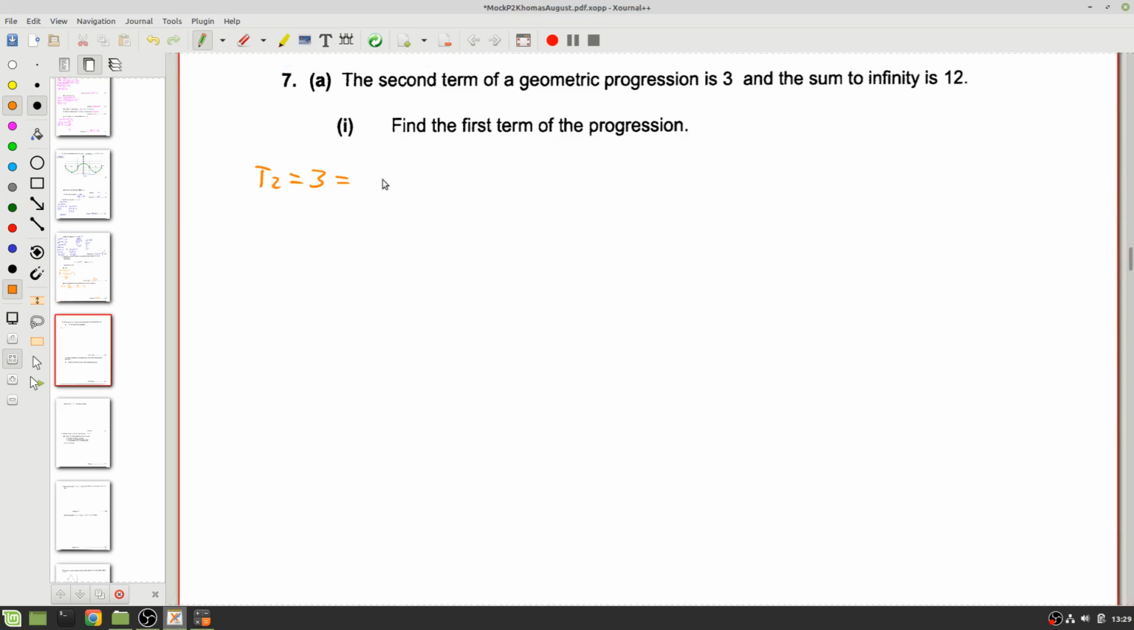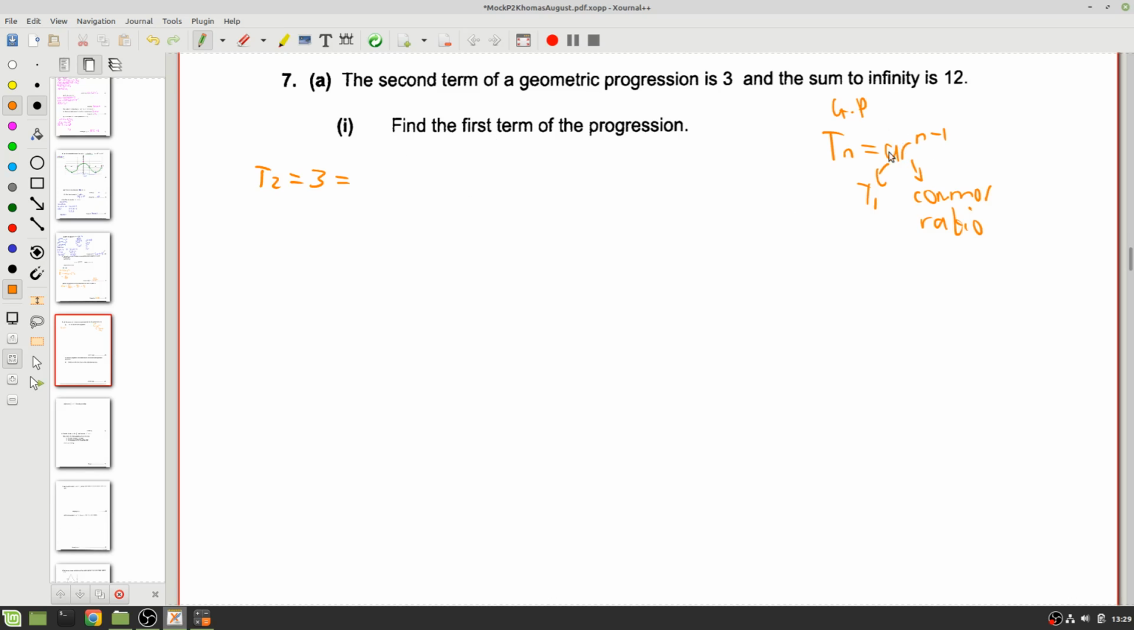But we also know a GP has the formula of ar. Let me just write that on the side here. For a GP, we've got the nth term is ar to the power n minus 1, where a is our first term, and r is our common ratio.